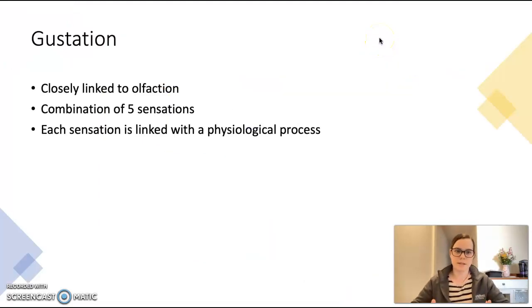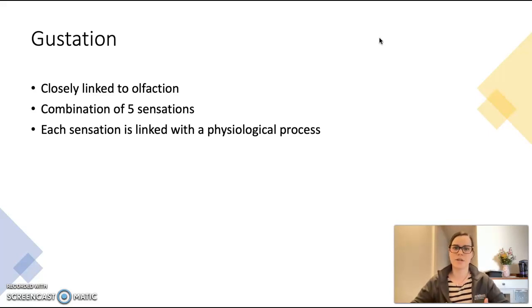So now we're going into gustation. What is that? Taste. Taste is going to be very closely linked to olfaction. If you think about when you ever had a cold and all of a sudden you can't smell, and now you can't taste. These are 2 parts of chemoreception that are going to be very similar.